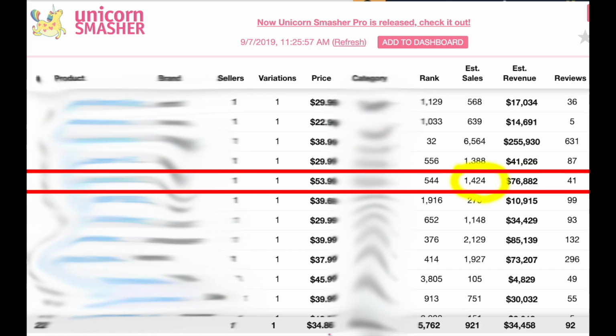And lastly, we have Unicorn Smasher, which came in at 1,424 units. Yikes. So that's about 1,000 units over. It's about 3 times the actual, which is 509 units. So that is the first product category.